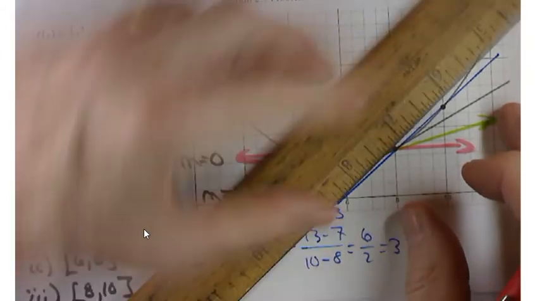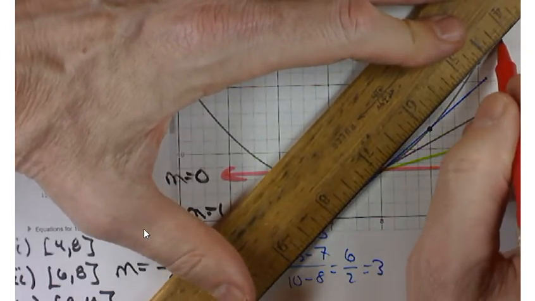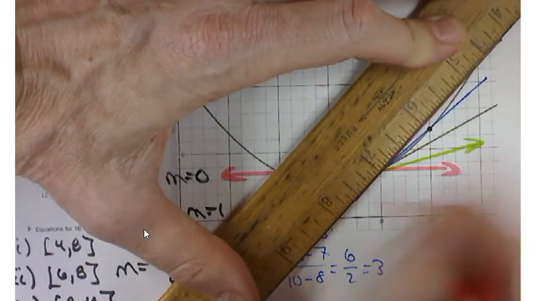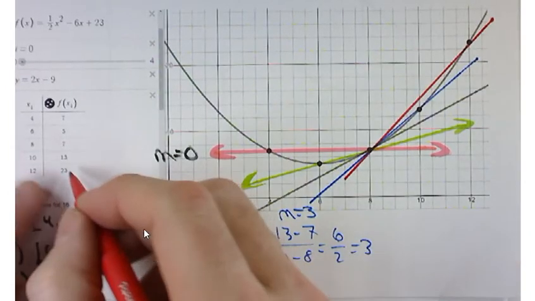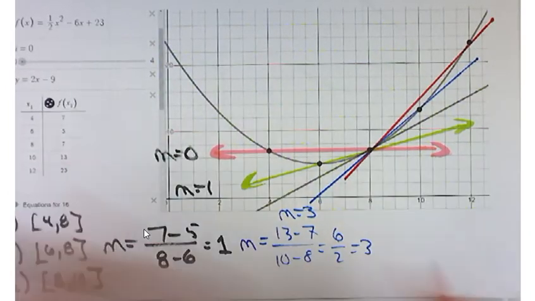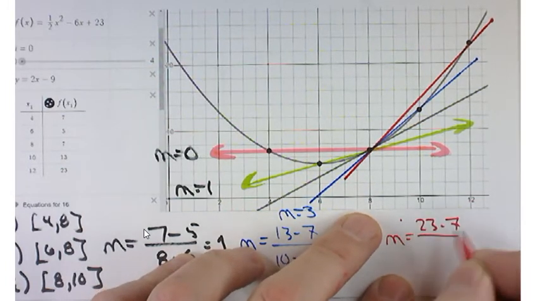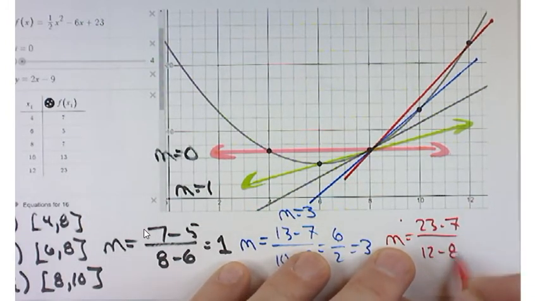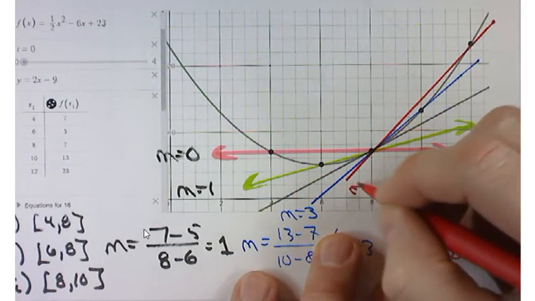This doesn't show up too good on the projector, but I think it'll show up better at home on the YouTube video. So, these two. And that last calculation is going to look like this. m equals 23 minus 7 over 12 minus 8. So 16 over 4 is 4. So the slope of this line is 4.